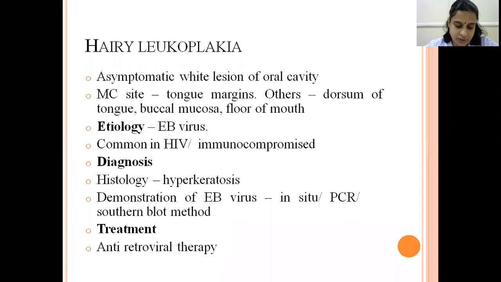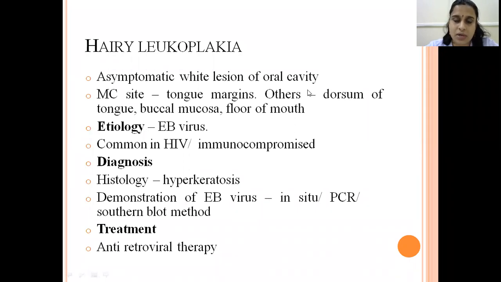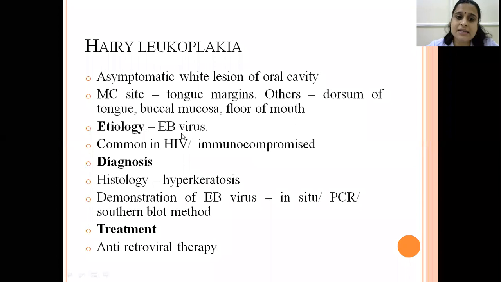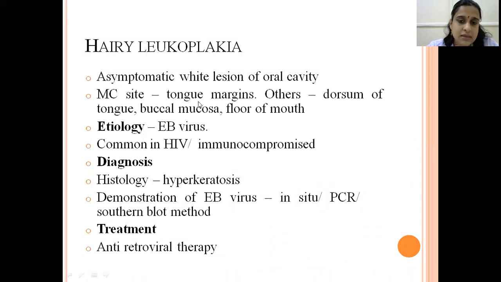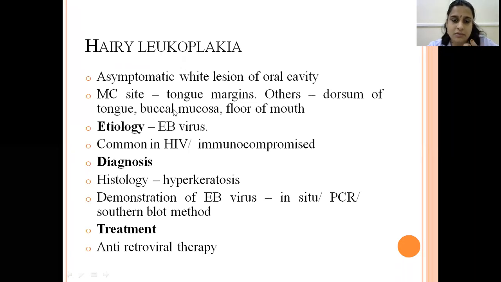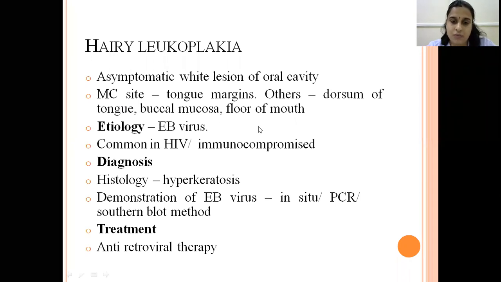Another important topic for you in this context is hairy leukoplakia. Hairy leukoplakia is an asymptomatic white lesion of the oral cavity, and the causative organism is EB virus, Epstein-Barr virus. The most common site is the tongue, on the lateral margins of the tongue. Also may occur on the dorsal surface of the tongue and the buccal mucosa. Floor of the mouth also may be involved. This hairy leukoplakia is very important in the context of immunocompromised conditions, commonly seen in HIV also.